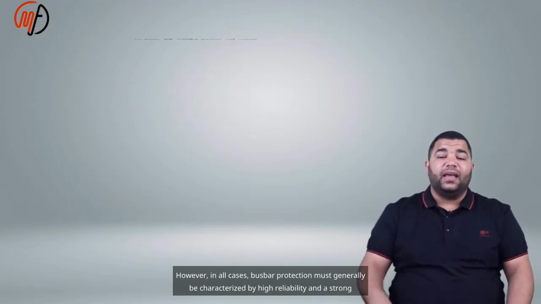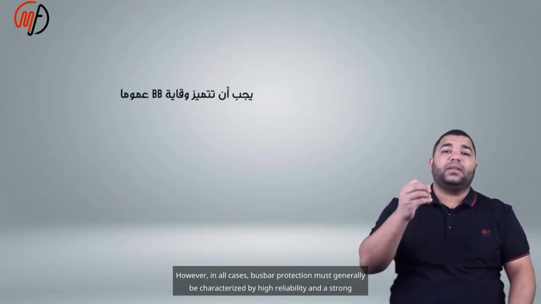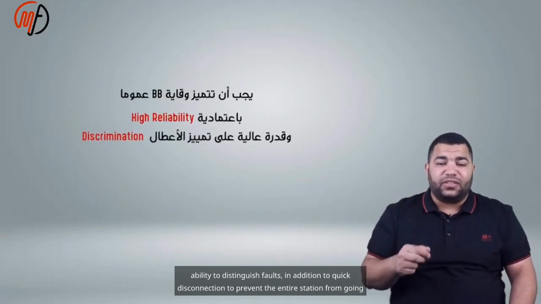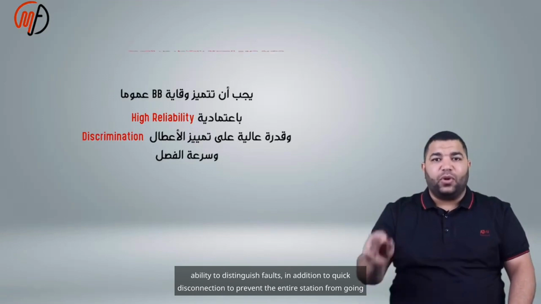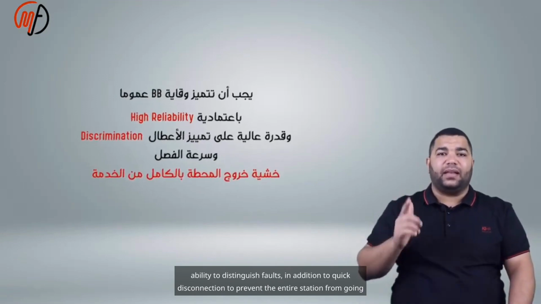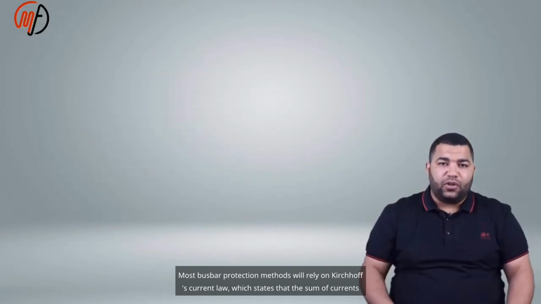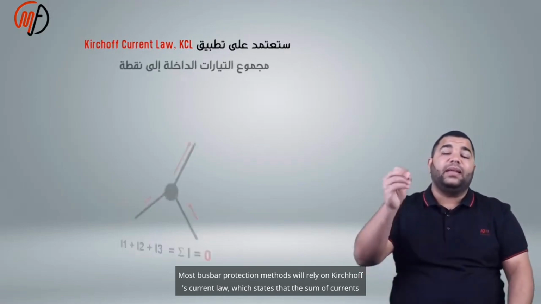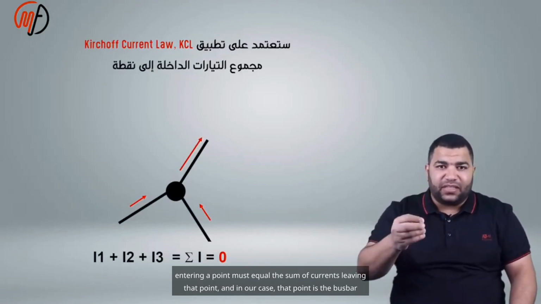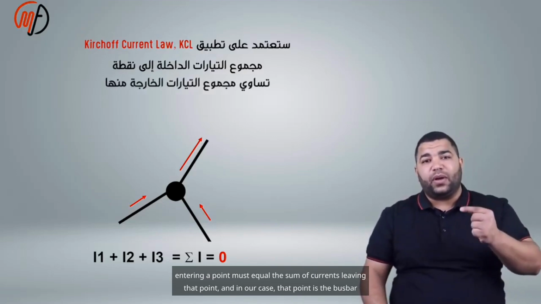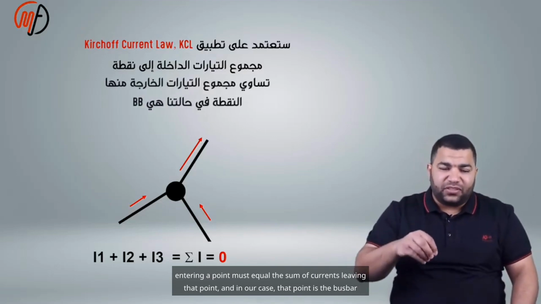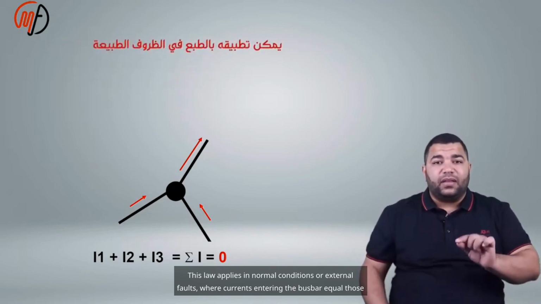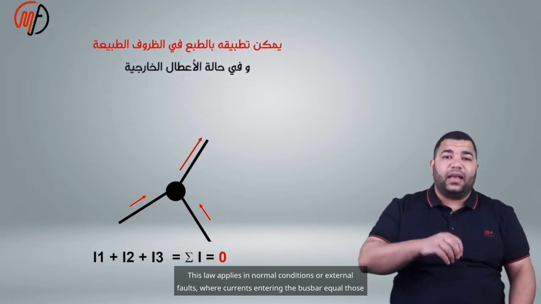However, in all cases, bus bar protection must generally be characterized by high reliability and a strong ability to distinguish faults, in addition to quick disconnection to prevent the entire station from going offline. Most bus bar protection methods will rely on Kirchhoff's current law, which states that the sum of currents entering a point must equal the sum of currents leaving that point, and in our case, that point is the bus bar. This law applies in normal conditions or external faults where currents entering the bus bar equal those leaving it.